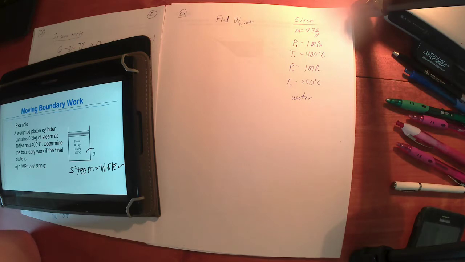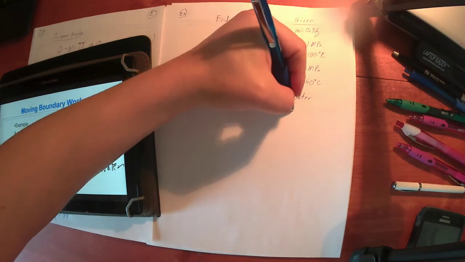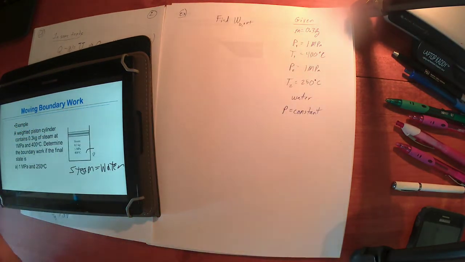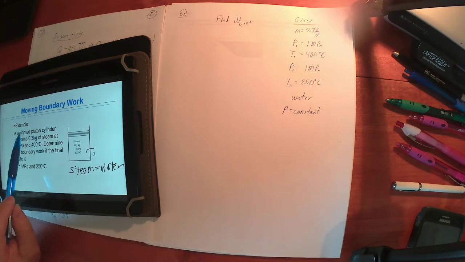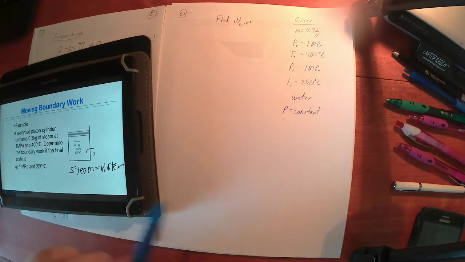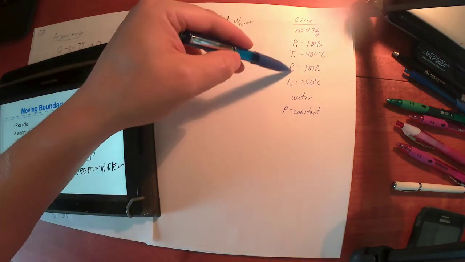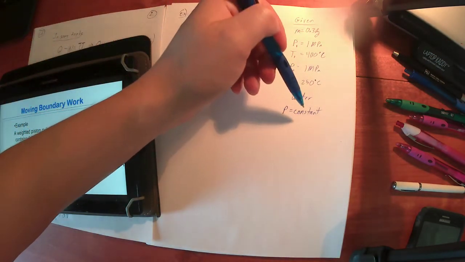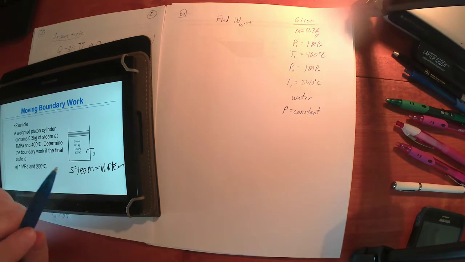And just because the problem statement says you have water doesn't mean that it's in the liquid phase. You need to look at the properties it's given to figure that out. There's one more thing that's given. Always look at your adjectives. What are your adjectives telling you? This is a weighted piston cylinder. So they're telling you the pressure is constant, which we can kind of see here, but we really don't know what happens from here to there unless they told us. You can assume that pressure is constant.